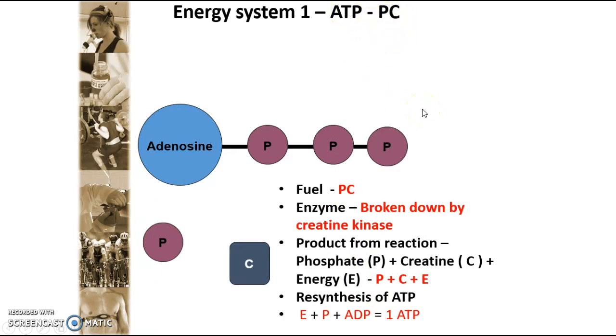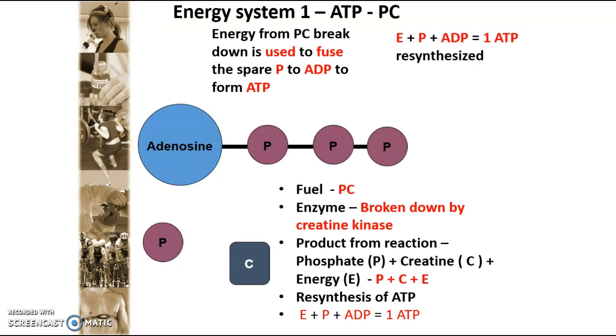If you want some additional stuff on here, if you think you could give a slightly longer explanation, I'll put these up here. These would make it difficult to get marks, but they're just for understanding, a couple of points just to make sure. So energy from the PC breakdown is used to fuse a spare P to ADP to form ATP. I've talked about that there. And then E plus P plus ADP equals 1 ATP. We synthesize. So I've put it down here. This is what you need to be able to do by the end of the lesson. The stuff down here is just to help understanding if you'd lost it a little bit when we were talking about the breakdown of PC.